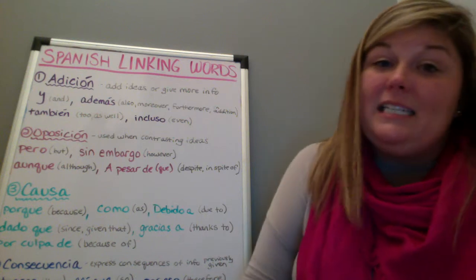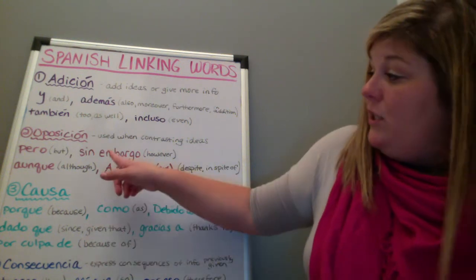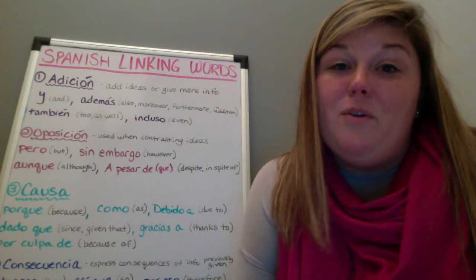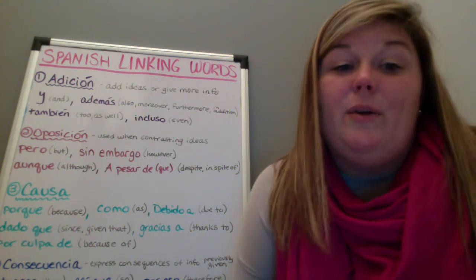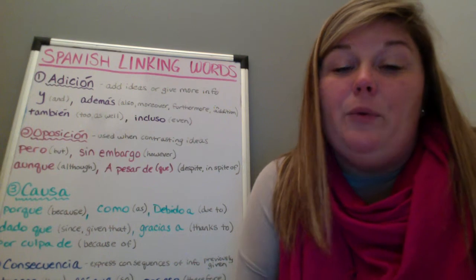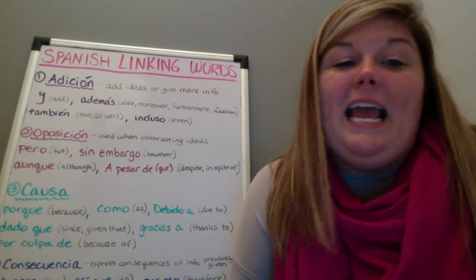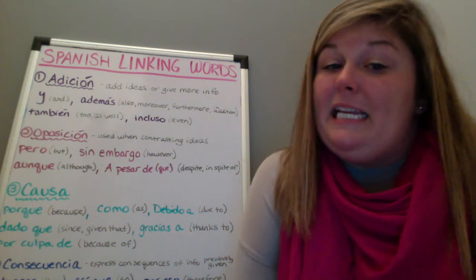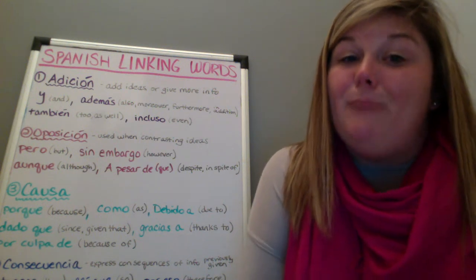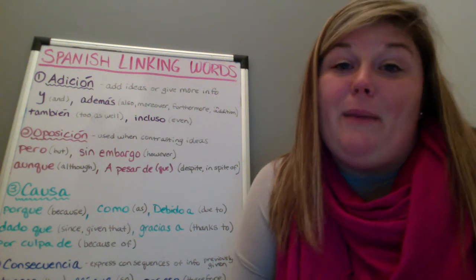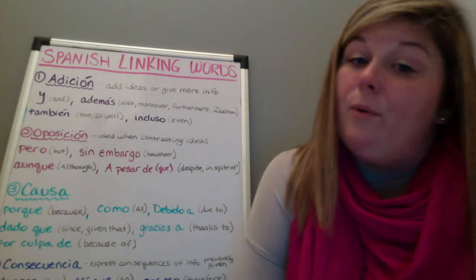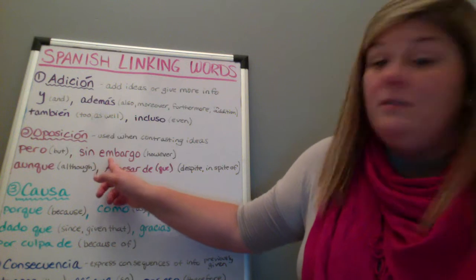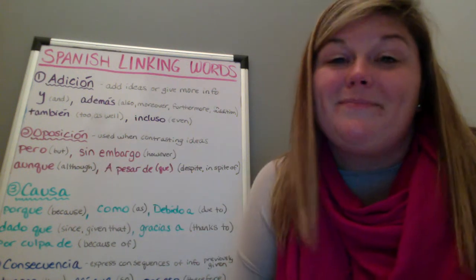The next linking word of oposición is sin embargo. And sin embargo means however. So an example of this could be, en su familia todos son altos. Sin embargo, ella es baja. So in her family, everyone is tall. However, she is short. So sin embargo means however.